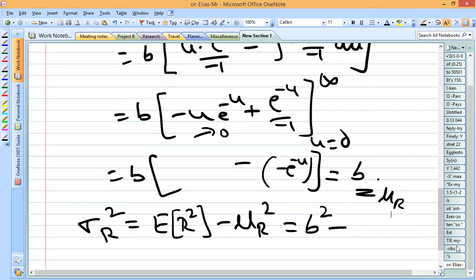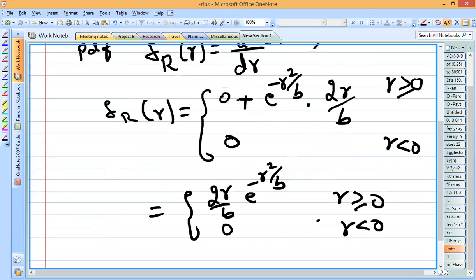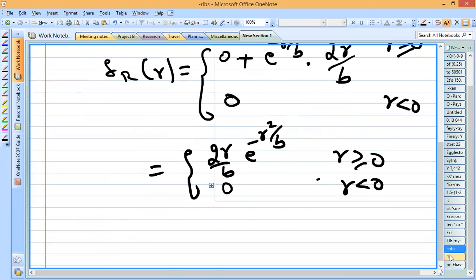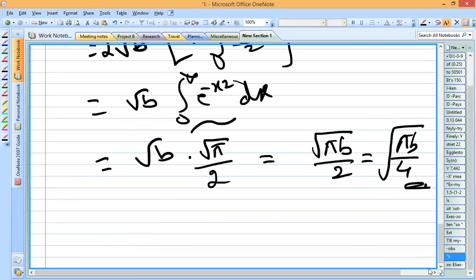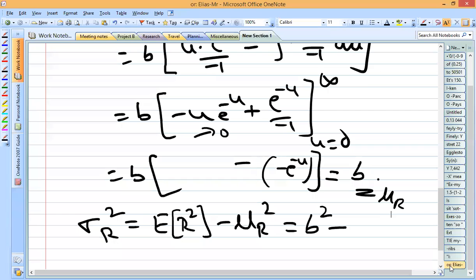Root of pi b by 4. So you can go with this derivation, root of pi b by 4. So now replacing mu r square by root of pi b by 4, we will simply get pi b by 4. So this can be written in somewhat standard form.